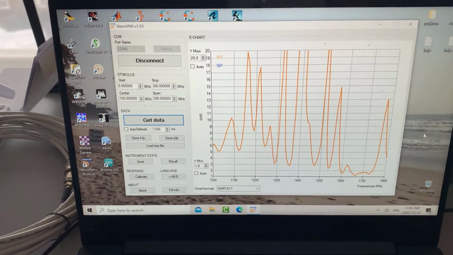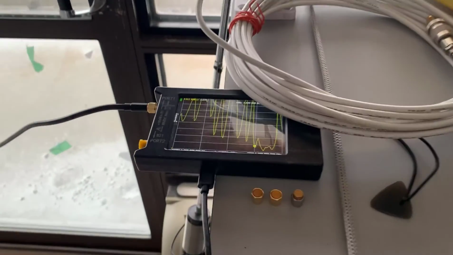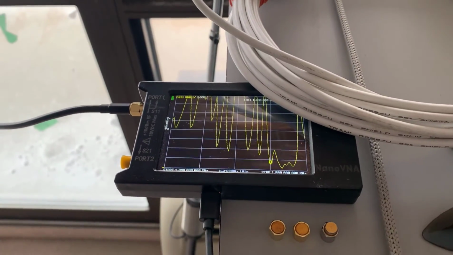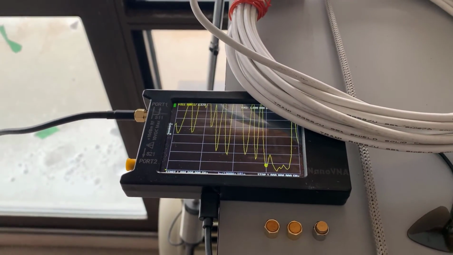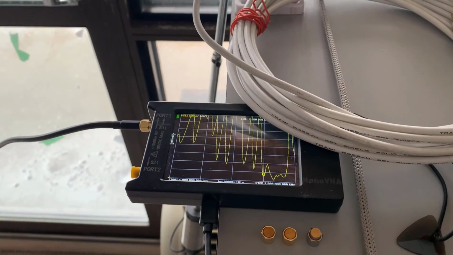Anyways, I really like this NanoVNA and I'm just looking for opportunities to use it. So anyways, that's the look at my L-band dish.